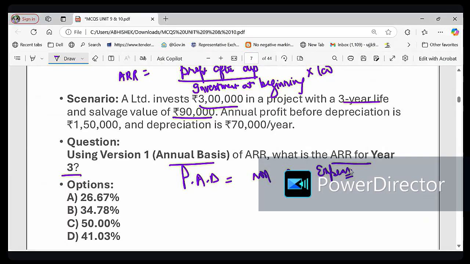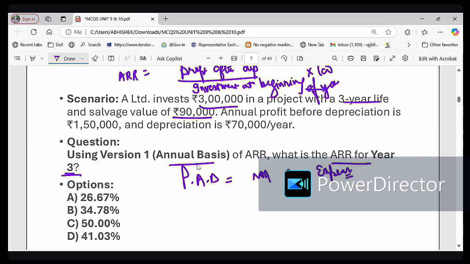And in the denominator, we have the investment at the beginning. So what is the meaning of investment at the beginning? This is the value of the project at the start of that year. Right? At the start of that year, the value of the project is called investment at the beginning. So how to calculate the investment? See, investment at the beginning of year, and you have to calculate for year number 3. You have to calculate the ARR for year number 3.